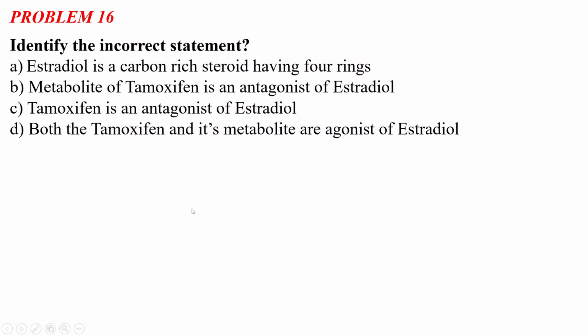So quickly we will go to problem number 16. You have to identify the incorrect statement among the following. Number A says estradiol is a carbon-rich steroid having 4 rings. Number B, a metabolite of tamoxifen is the antagonist of estradiol. Number C, tamoxifen is the antagonist of estradiol. Number D, both tamoxifen and its metabolites are agonists of estradiol. You have to find out which is the incorrect statement.